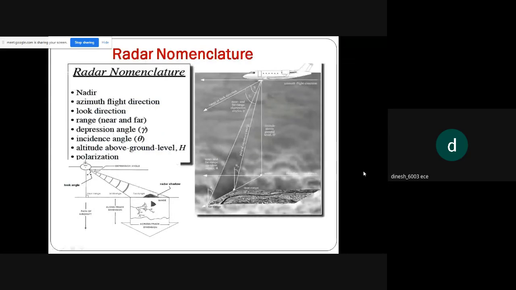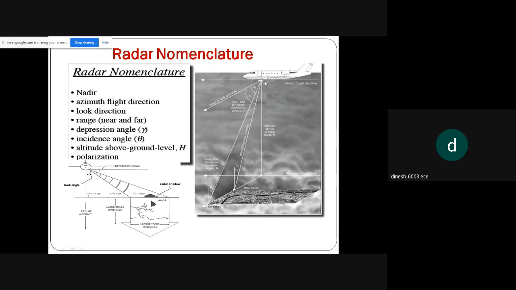So this is the radar nomenclature. We have the aircraft or the airplane, and we have the surface of the ground. The aircraft which is in motion gives the azimuth flight direction. So the flight is moving in this direction. From that point, at 90 degrees, we have the altitude above the ground level, h. The point where it meets the ground is your nadir point, N-A-D-I-R, which is given as the first point.